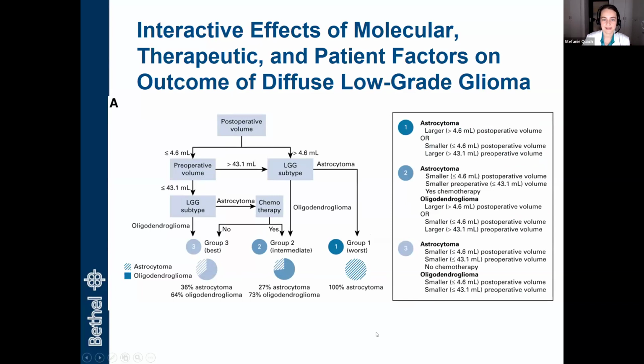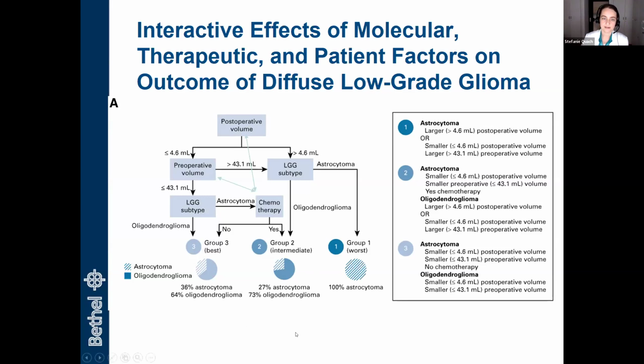In this chart, it's interesting to note that the addition of chemotherapy seemed to have a negative statistical effect on overall survival, although the authors do note that those patients that received chemotherapy tended to have both larger postoperative and preoperative volumes. So those were tumors considered to be at higher risk for progression by the treating physicians. And this is how the authors explain this negative prognostic effect of chemotherapy.